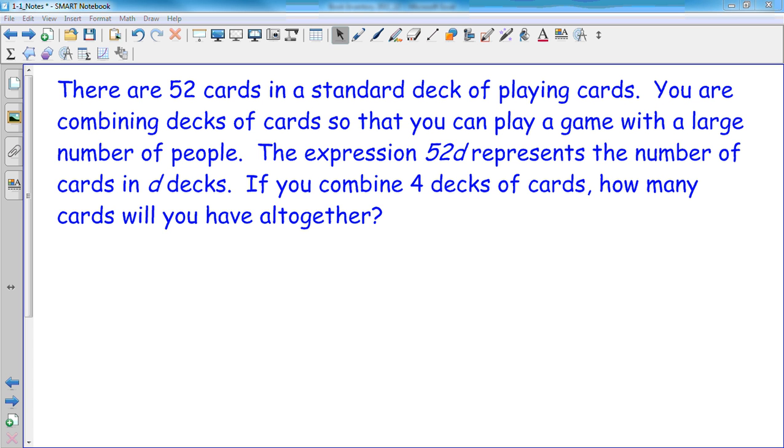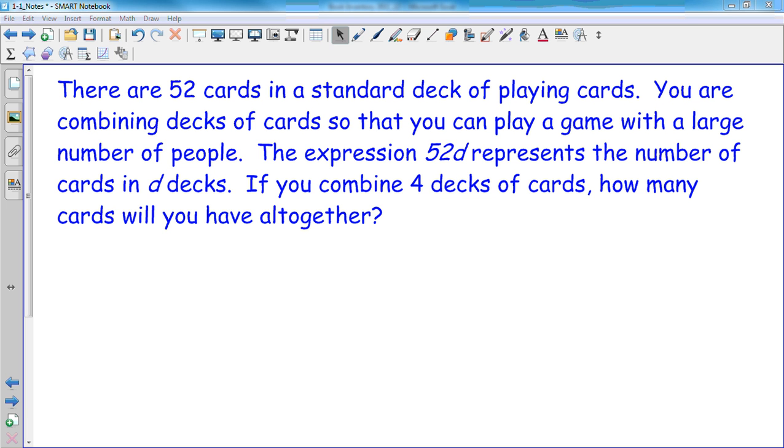Okay? What I would do is I'd write the problem down and say this is number 23 in your homework. There are 52 cards in a standard deck of playing cards. You are combining decks of cards so that you can play a game with a large number of people. The expression 52D, or 52 times D, represents the number of cards in D decks. If you combine 4 decks of cards, how many cards will you have altogether?